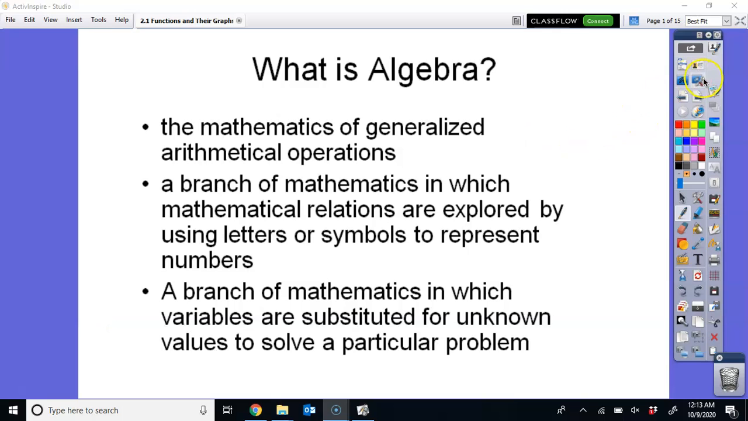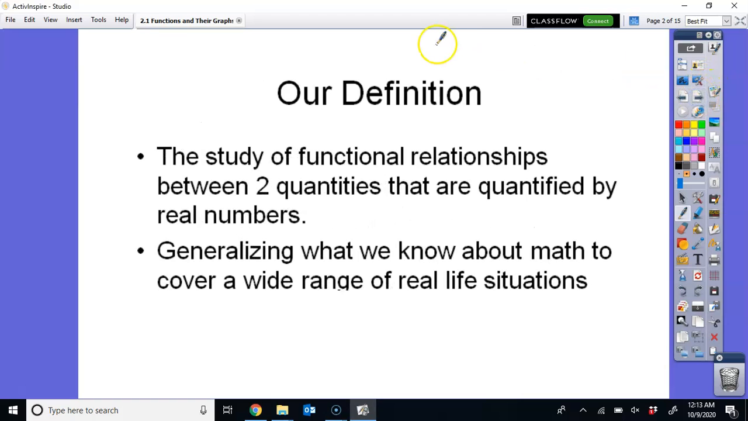And you'll see that also on my next page here for our definition: the study of functional relationships between two quantities that are quantified by real numbers. Generalizing what we know about math to cover a wide range of real-life situations. So essentially what we're doing is we are representing ways of thinking in life with mathematical functions.